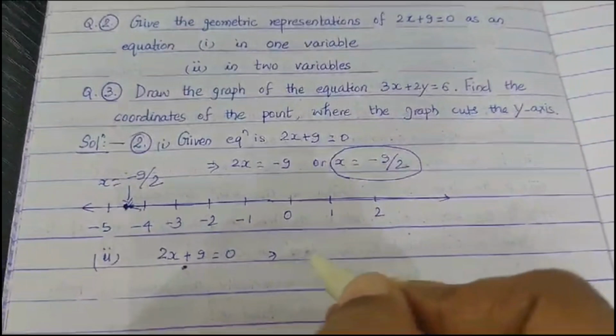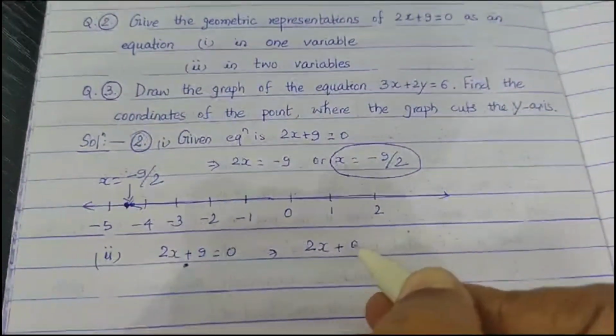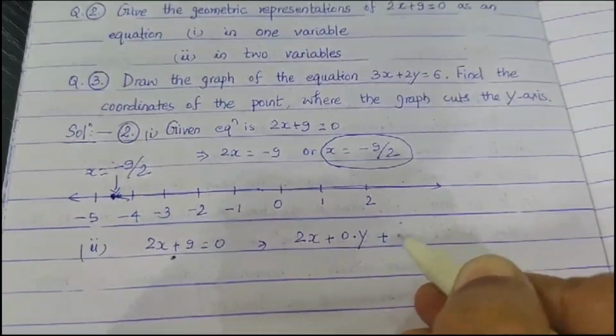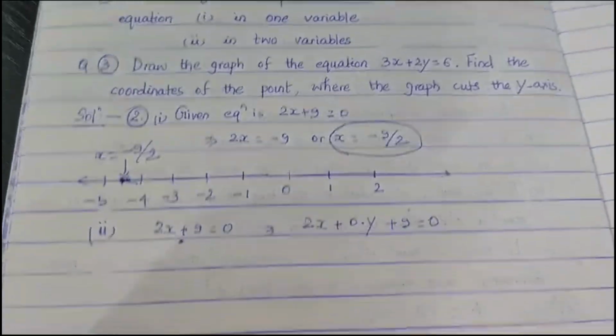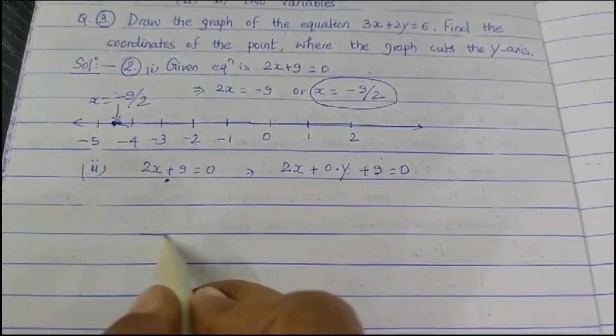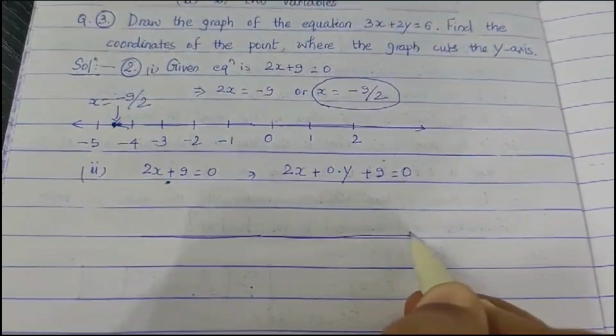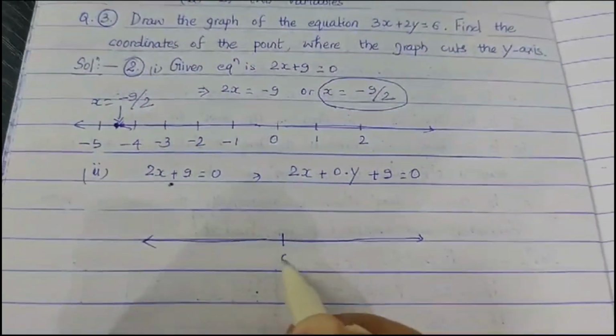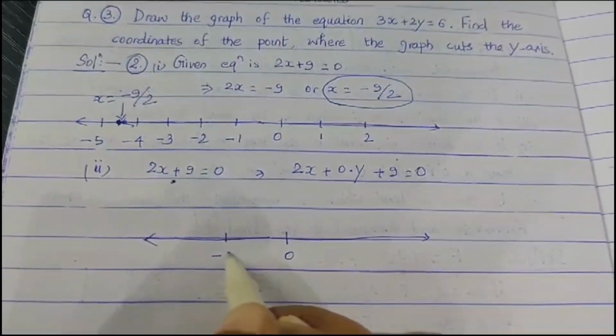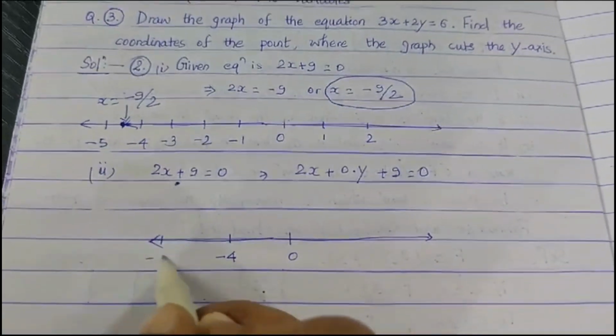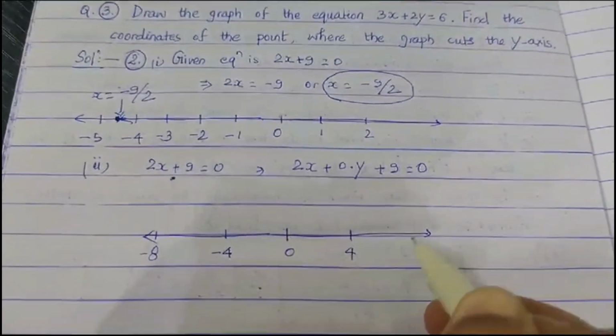Now we can write it as 2x plus 0 into y plus 9 equal to 0. That is the standard form. Okay. We will do the same thing but with one change. Let us suppose this is 0, this is minus 4, this is minus 8. Okay. This is 4 and this is 8.